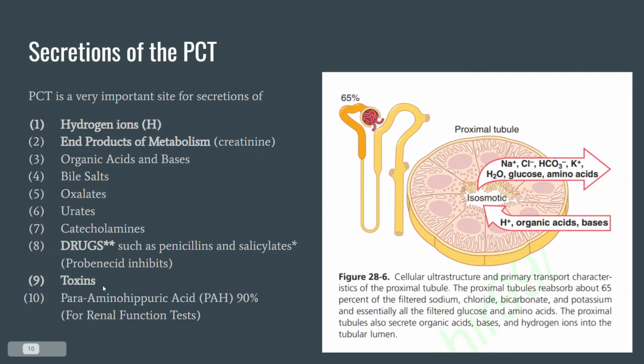Other substances that are secreted are actually toxins, which can damage the body. A synthetic molecule such as para-aminohippuric acid, which is actually 90% secreted by the PCT. This is important in some renal functional tests which we'll look at later on.